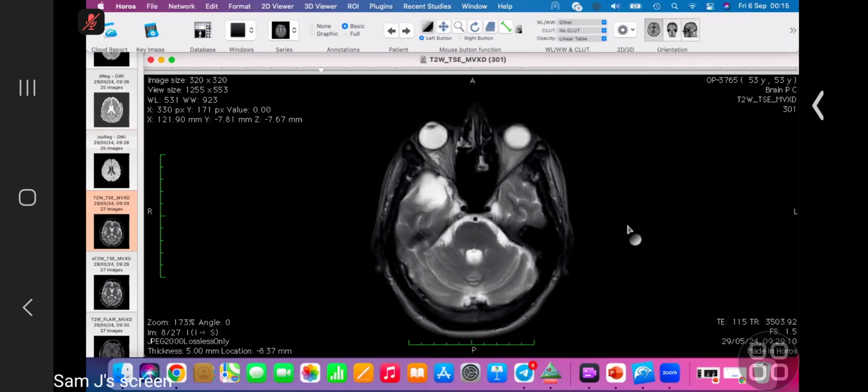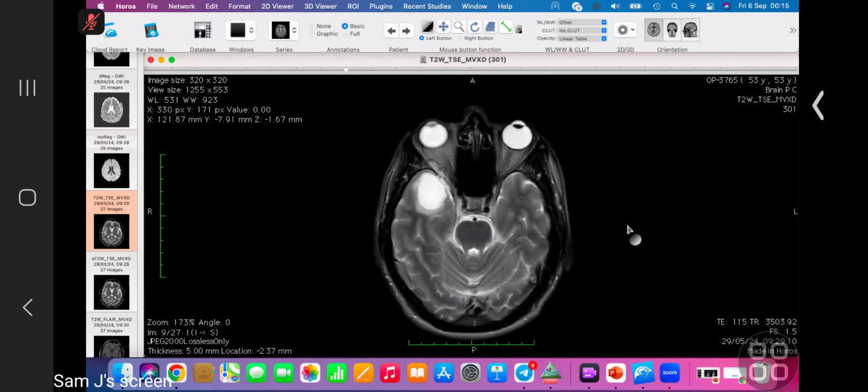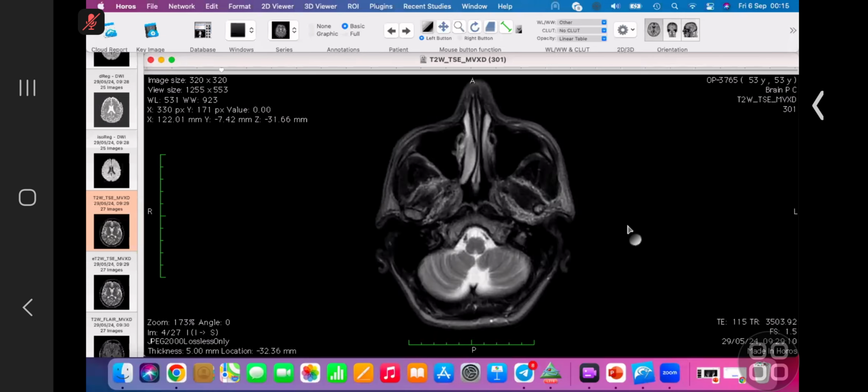Okay. I have been presented with the axial T2 images. I can see that there is a well-defined hyperintense lesion in the right temporal lobe. I can see that this lesion is surrounded by mild edematous changes. I cannot see any loss of sulci-gyri in the right temporal lobe.